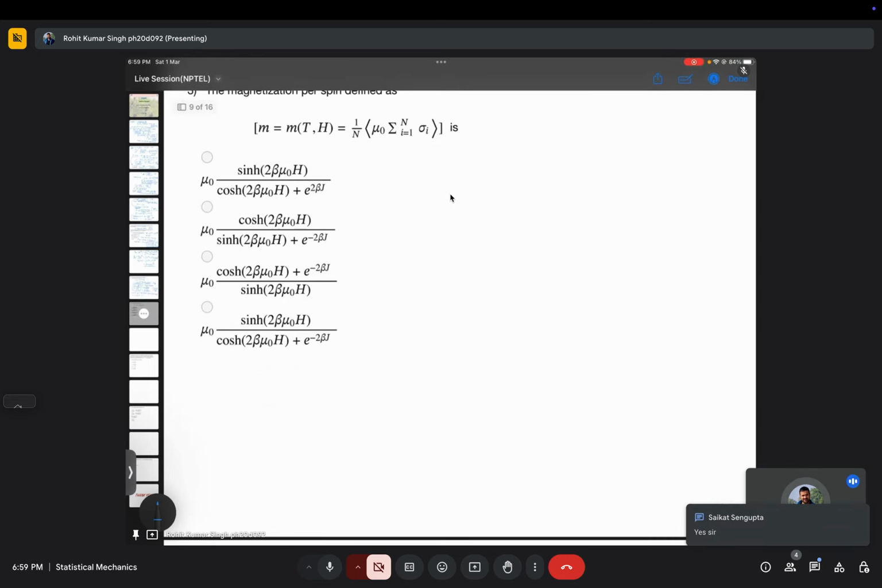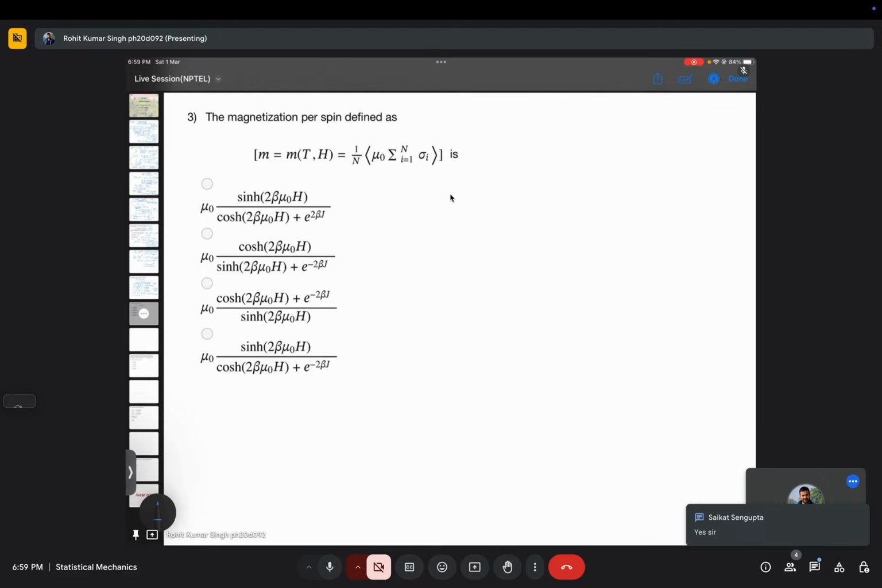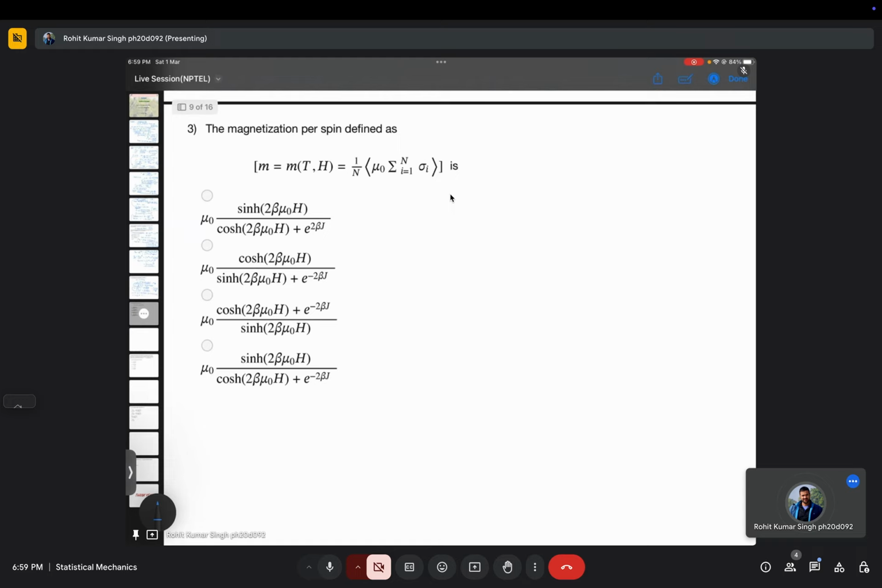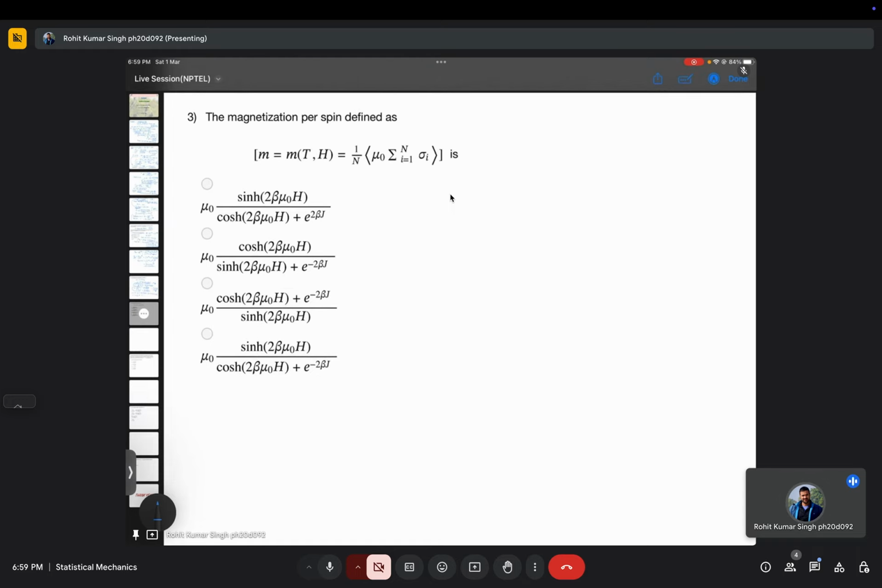Okay, thank you. So now let's go to the next question. This is also based on the same problem. So here the question is what will be the magnetization per spin? The definition is given here. It is just this quantity, the average over the sum of all the spins, 1 to n. So we have to find the magnetization per spin. This looks trivial, but let's see how to deal with this.